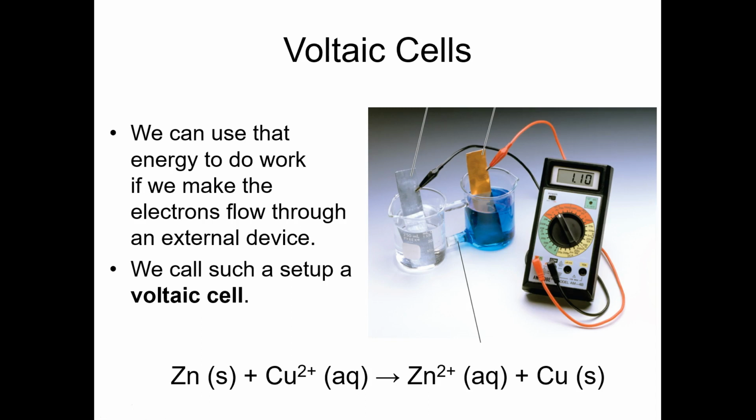So let's look in a little bit more detail at what is going on here. Again, this is called a voltaic cell. It is doing the exact same reaction that we saw in the previous slide, but instead of doing it in a single location, it is doing it in two physically separate half reaction cells.